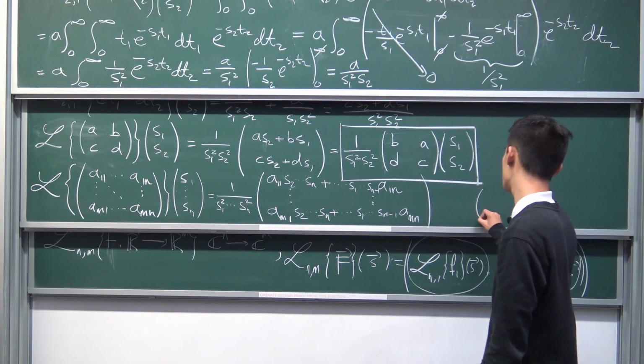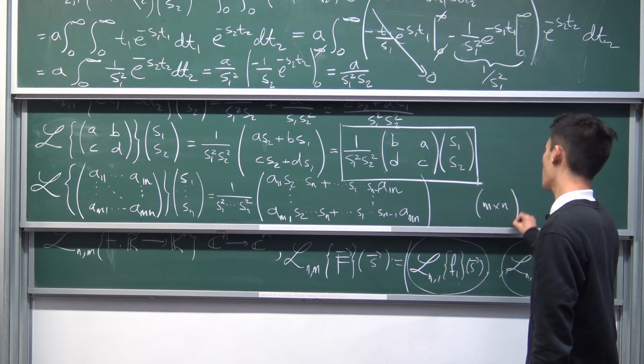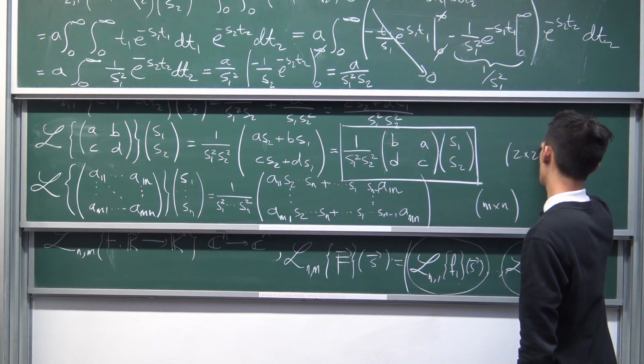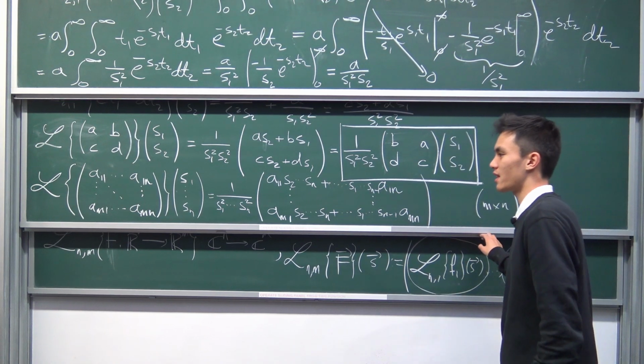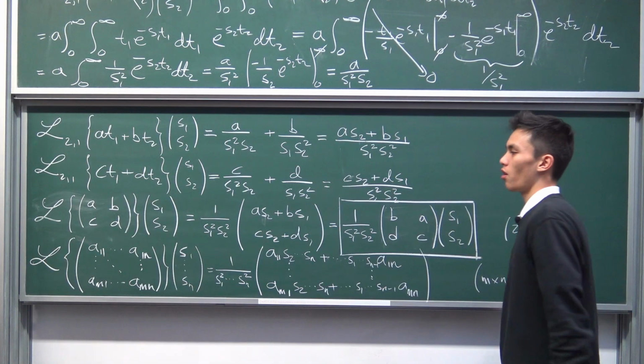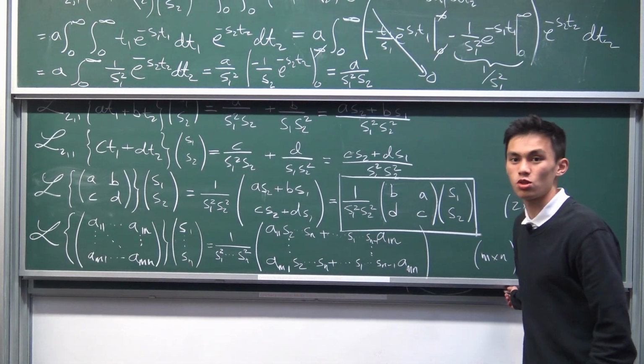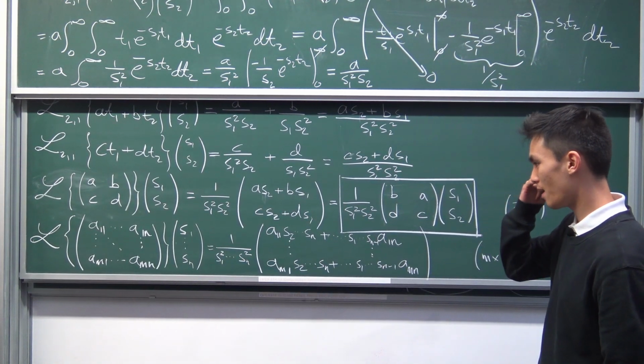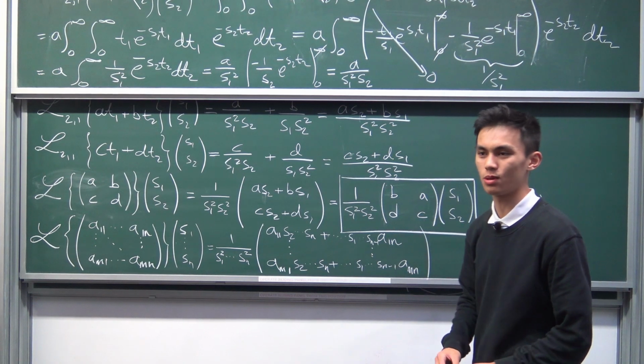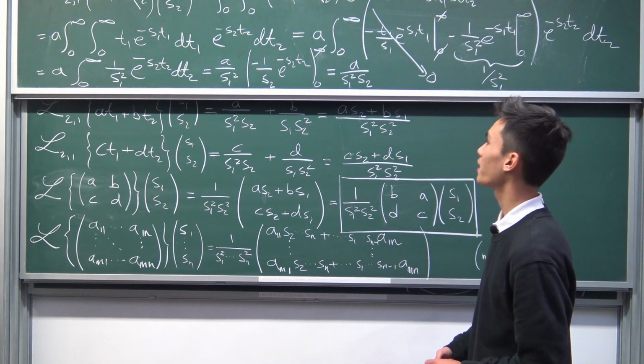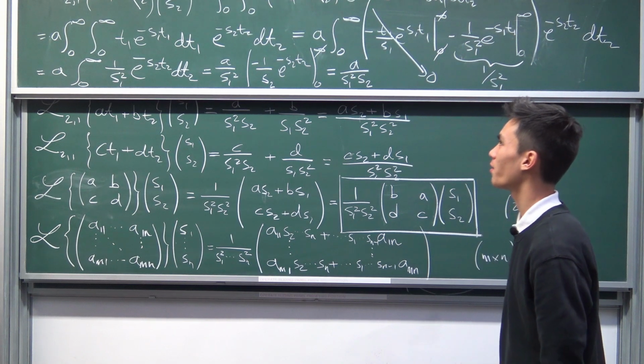Like so. This is the m by n case, and this guy over here is the 2 by 2 case. So we've basically covered all of it. We not only know how to do the Laplace transform of a 2 by 2 matrix, we can also do it with any matrix of any size we want, pretty much.